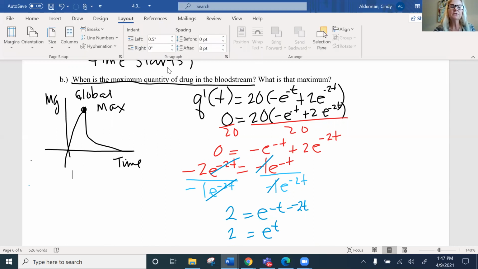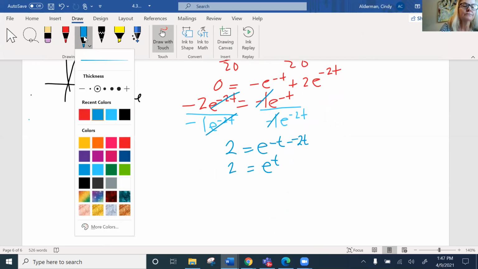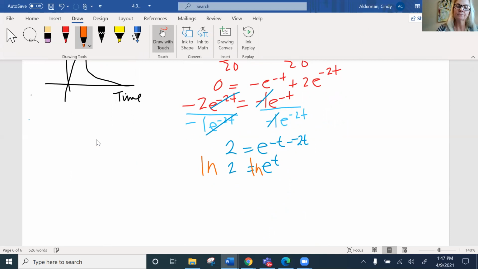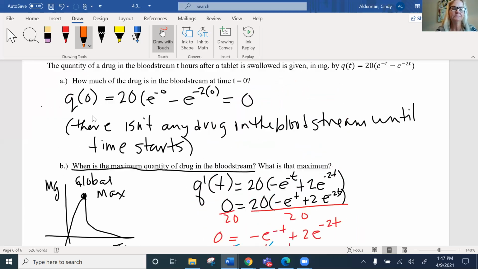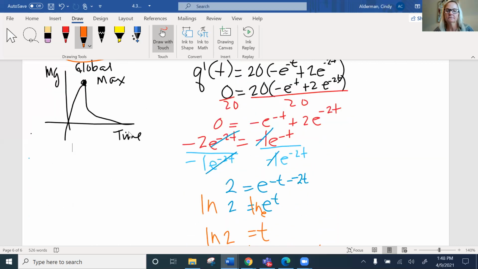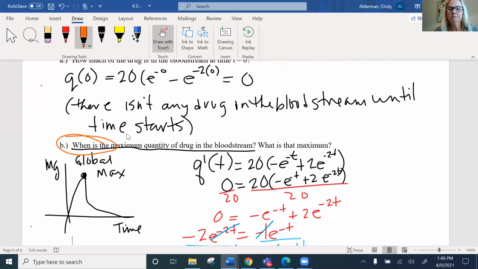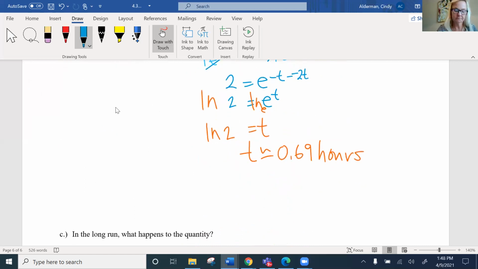And then from there, we're going to use natural log of both sides. So this is going to go away. You just get t by itself is the natural log of 2. And that is about equal to 0.69 hours. So that's the when, right? And then in order to answer what the maximum actually was, you have to just plug it into the equation. So if you just say Q of 0.69, you end up getting 5 milligrams.